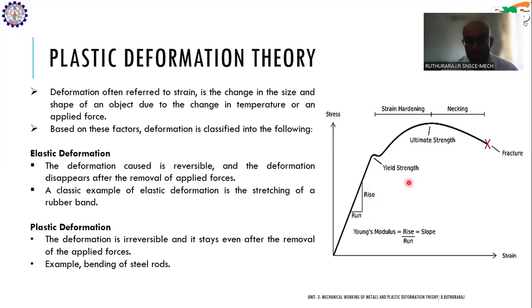From the stress strain curve, up to the yield point, elastic deformation takes place. But at the yield point, the material goes to a position where it will not be able to reverse back to its original shape. That type of deformation is called plastic deformation.